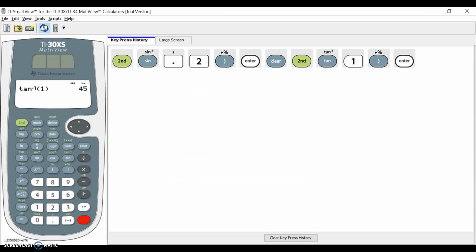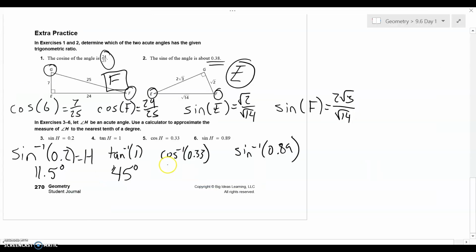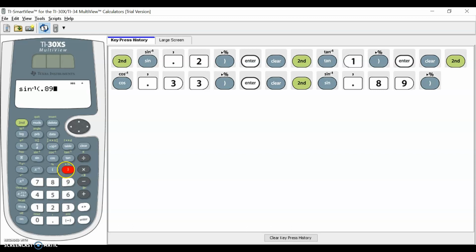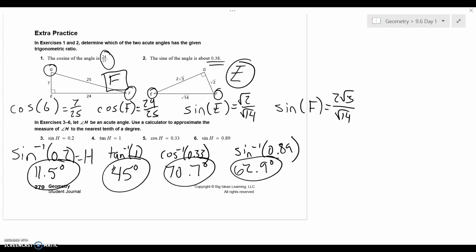And I'm going to do cosine inverse of 0.33. So I'm going to clear this. Cosine inverse of 0.33. And we'll hit enter. That's going to give me 70.7. So I'll jump back here and say 70.7. And then the very last one, the sine inverse of 0.89. So I'll clear this out. Sine inverse of 0.89. And that is going to give me 62.9 degrees. So I'll go in here and 62.9 degrees. So 1, 2, 3, 4 angle measures. So that is the idea of how sine inverse works, cosine inverse, tangent inverse, and what they are used for.